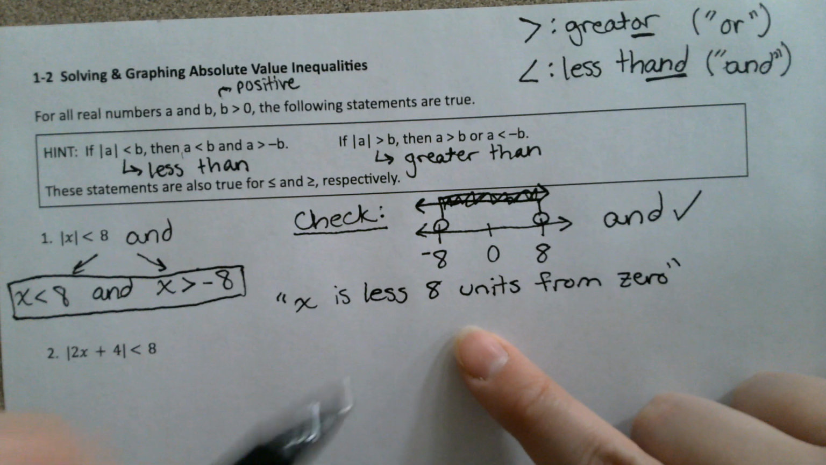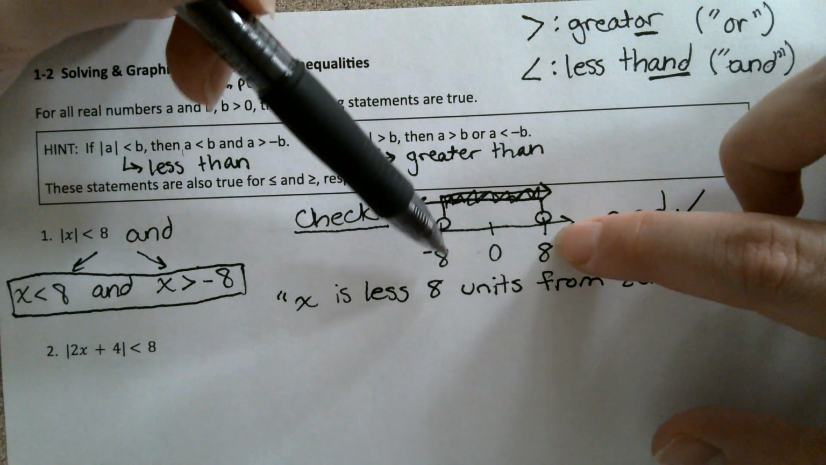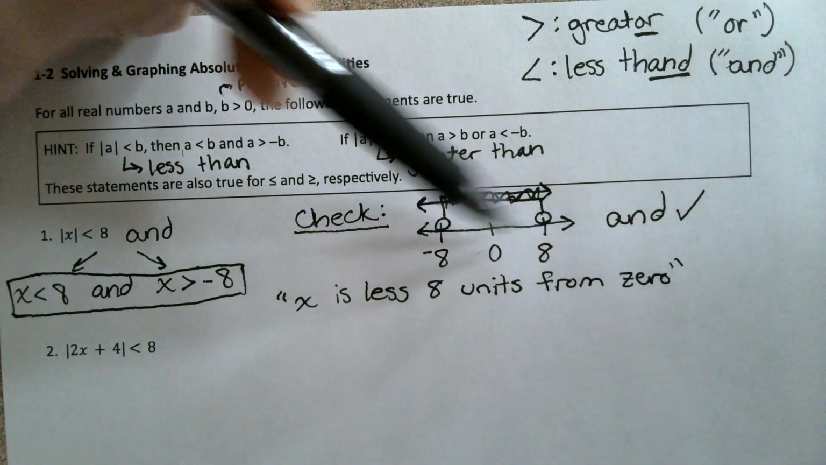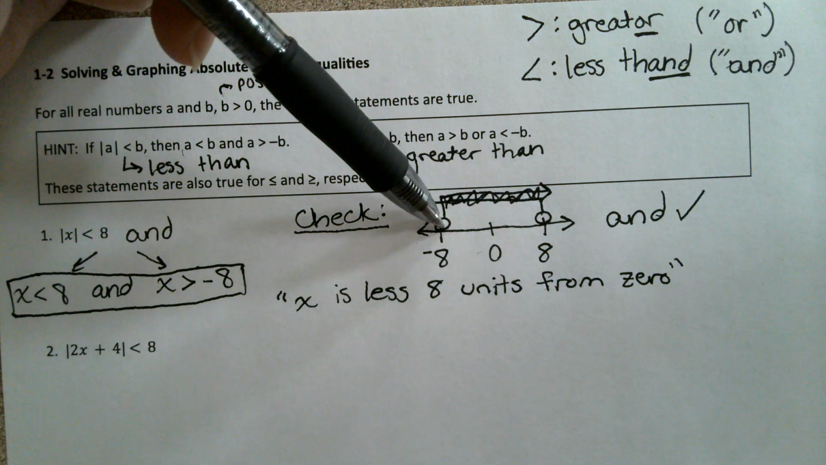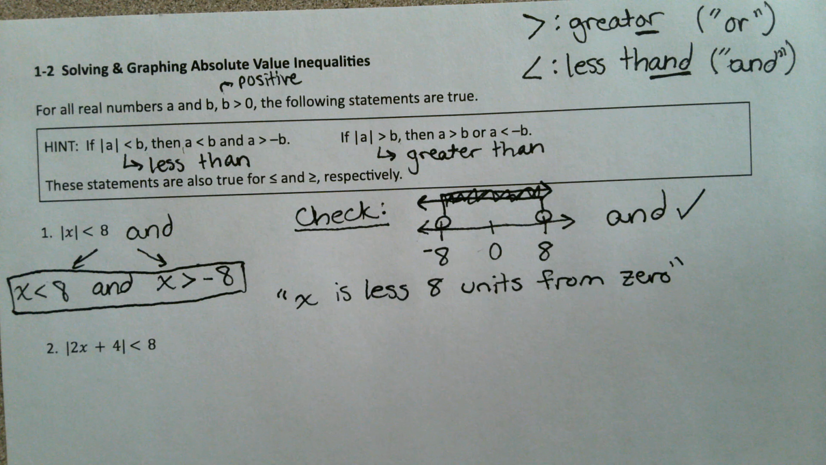So the distance between x and 0 is less than 8 units. So x has to be less than 8 and greater than negative 8. It's going to be somewhere in between here. Every single number between 8 and negative 8 can go in here and it'll work.